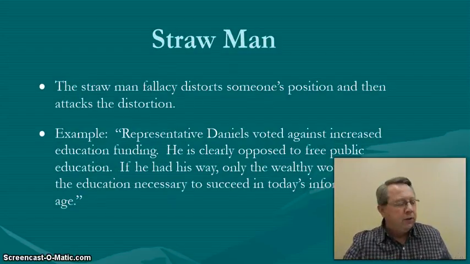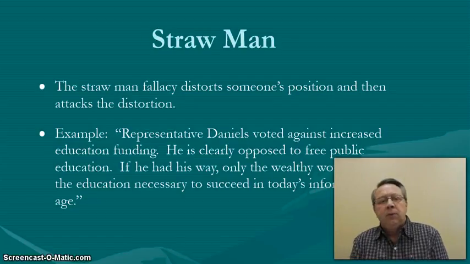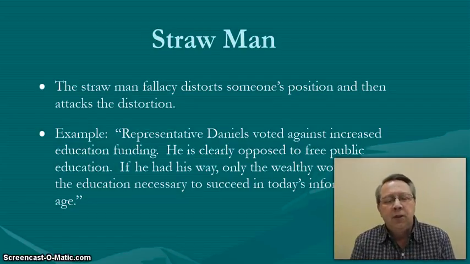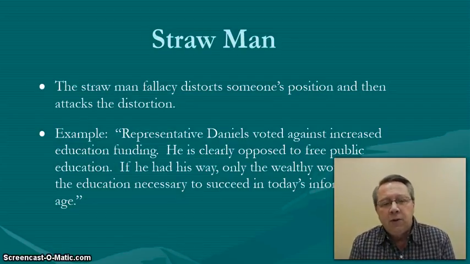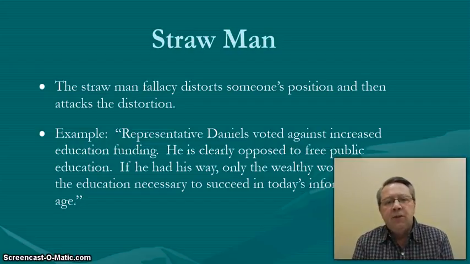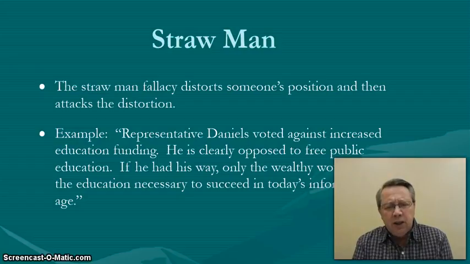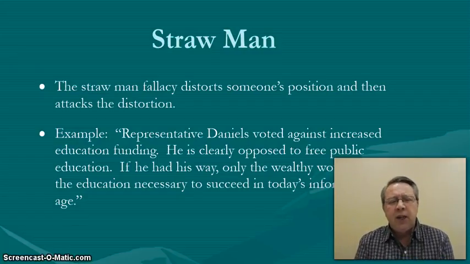So straw man, there's three more here that we want to go over and look at. Straw man fallacy distorts someone's position and then attacks the distortion. Representative Daniel voted against increased education funding. Okay, so that's his position. And then the fallacy is he is clearly opposed to free public education. If he had his way, only the wealthy would have the education necessary to succeed in today's information age.